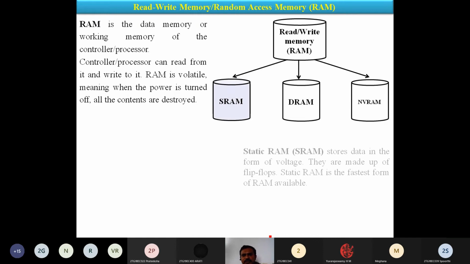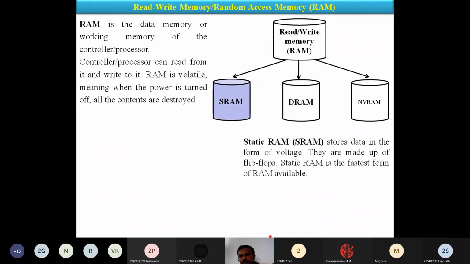Then there are three types of RAMs. One is static RAM, which stores data in the form of voltage. They are made up of flip-flops. Static RAM is the fastest form of RAM available. So we have SRAM, DRAM, and as I told, NVRAM. NVRAM, non-volatile RAM, is an example of both RAM and ROM. Static RAM is the most used RAM memory in embedded systems.